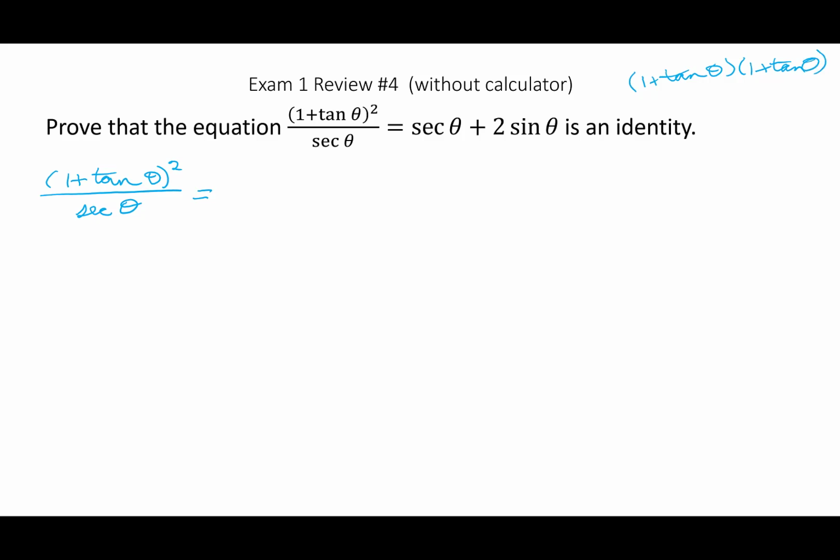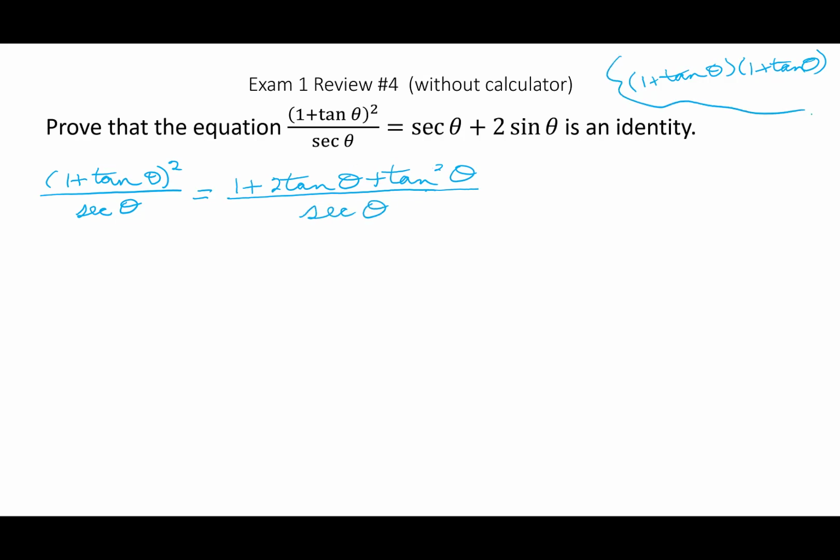And just to remind us what (1 + tan θ)² is equivalent to, if we want to expand, you could think of foiling these, I guess. You would have 1 + tan θ + tan θ. So we would have 1 + 2 tan θ + tan² θ. And then this is all over the secant of theta.